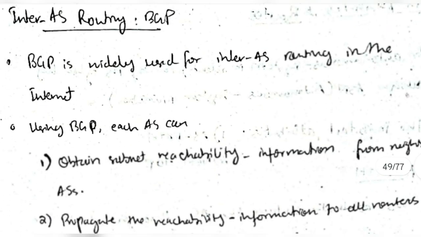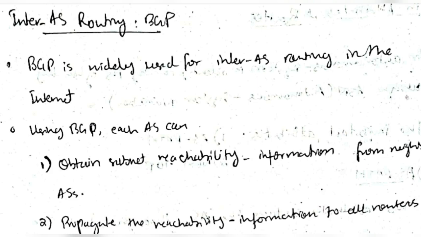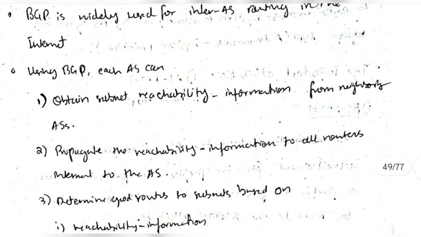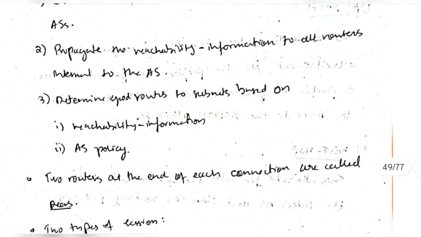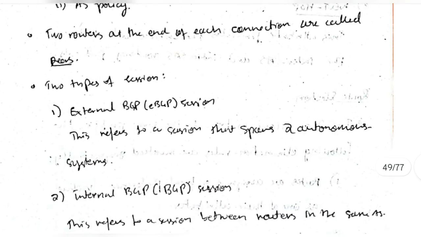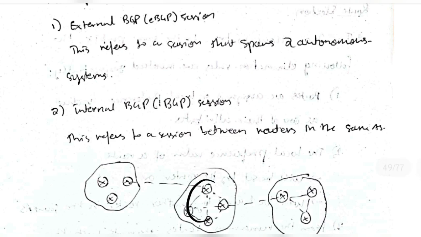Coming to the next one, inter AS, the connection between autonomous systems. For that we use BGP. The main objectives of BGP are to obtain subnet reachability information, propagate it, and determine good routes to reachable subnets while following the AS policy. There are two types of sessions. External BGP refers to sessions between two autonomous systems. Internal BGP refers to the algorithms followed inside an autonomous system.